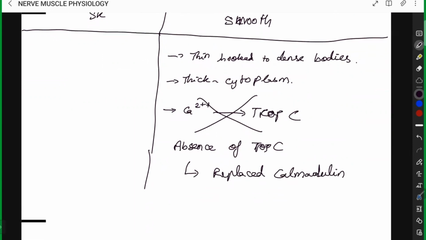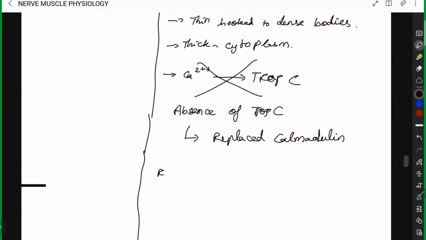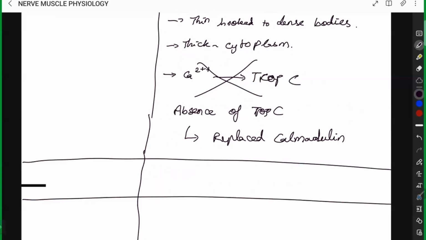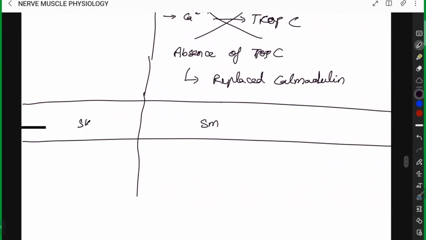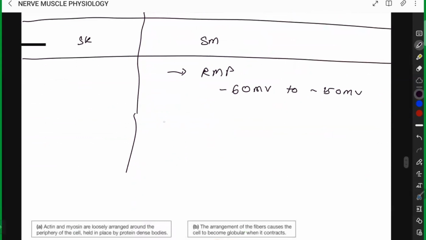Now coming back to the resting membrane potential. This is smooth muscle, this is skeletal muscle. The resting membrane potential of smooth muscle is minus 60 millivolt to minus 50 millivolt. It also requires less ATP. That is done by the latch bridge mechanism. I'll discuss this latch bridge mechanism now.